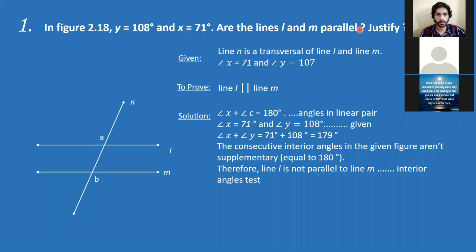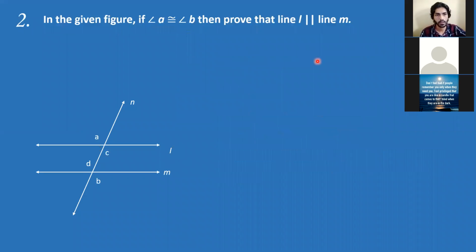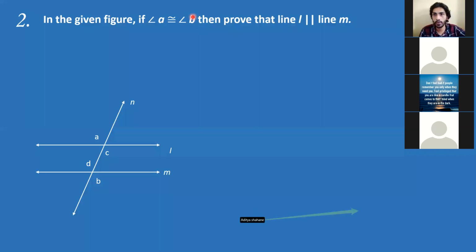So this is sum number 1 done. Go to the next sum. Can anyone read this for me? Very short, one sentence. In the given figure, if angle A is congruent to angle B, then prove that line L is parallel to line M. Yes. So in the given figure, means this figure, if angle A is congruent.